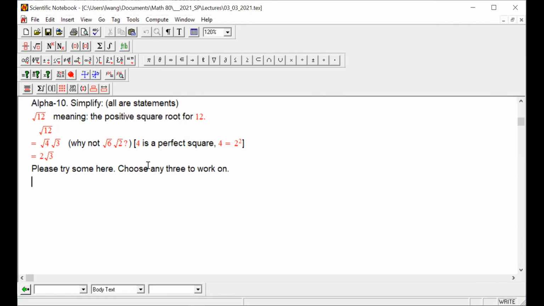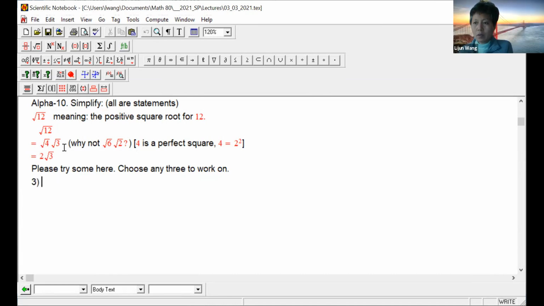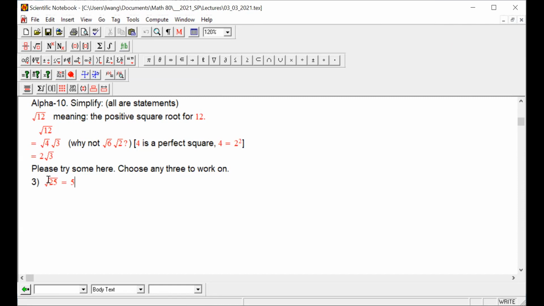Can we try number 3? Sure. Number 3 is root 25, which is equal to 5, isn't it? Is it just that though? I'm sorry? It's just that though? There's like no more steps to that? Yeah. That's it. Root 25 is 5.